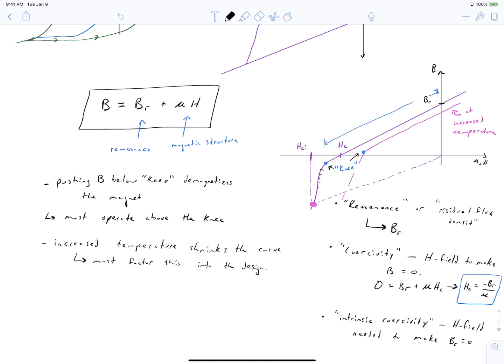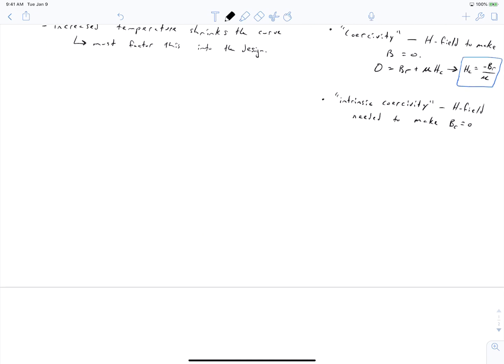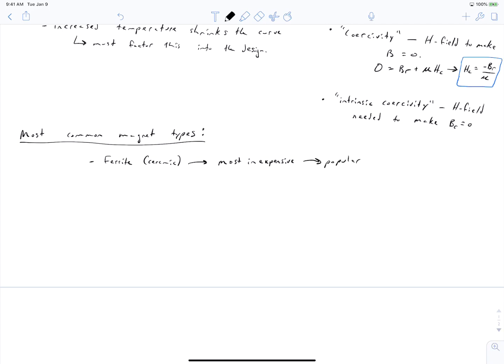Okay, so these are some of the salient properties of permanent magnets. Let's now briefly talk about the three most common types of magnets. So by far the most popular type of magnet are ferrite magnets. And that's because these are the most inexpensive magnets, which makes them popular. However, they're also the weakest and the lowest performance magnet.